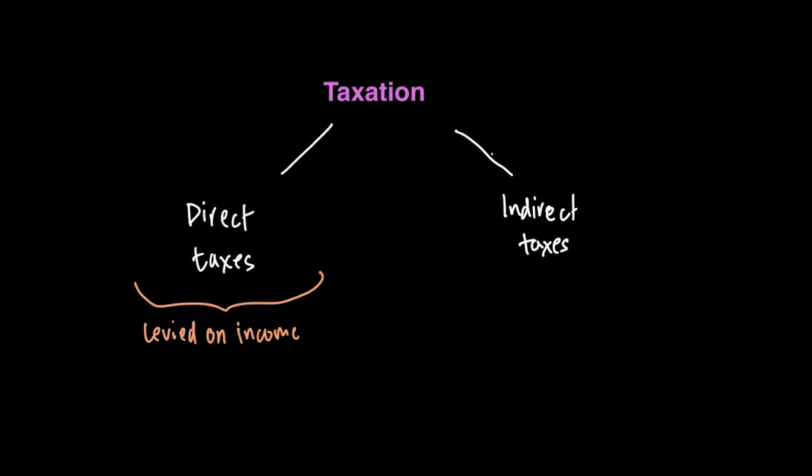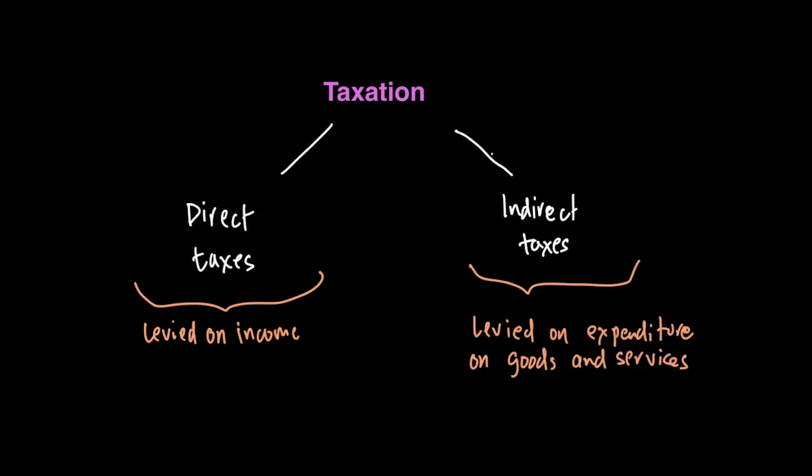On the other hand, indirect taxes are those levied on goods and services, or expenditure on goods and services. They are, for example, sales tax, or value added tax, which is levied on people's expenditure whenever they buy goods and services.